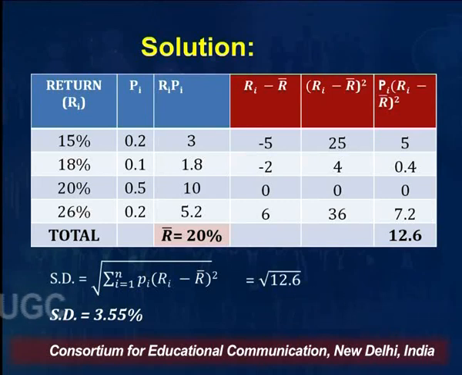Because we have to apply the formula, for applying the formula we have to make the summation of probability Pi multiplied by (Ri minus R bar) whole square, right? Which we have already calculated. So, the summation of it is 12.6%, right? So, the square root of 12.6% is the standard deviation. That comes to be 3.55. So, in this example, our risk is a standard deviation of 3.55.